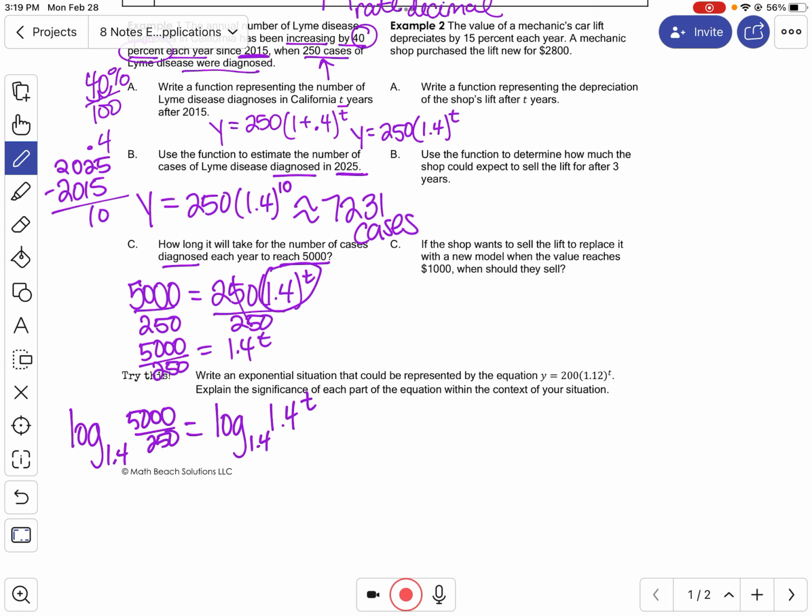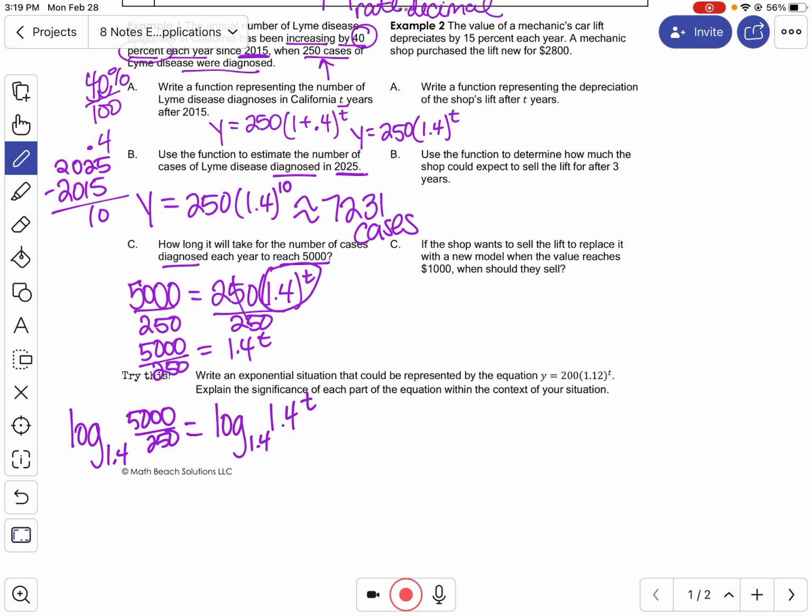Okay, so we notice we get 8.9, and that's talking about years. So my t would be 8.9 years. You could also put that it would reach the 5,000 in the year 2024 if you wanted to do it that way, just adding 9 to 2015. So either way. But it said how long, so I would just put 8.9 years. Okay, let's take a look at number 2.